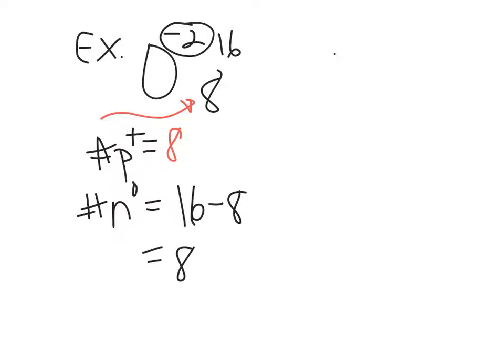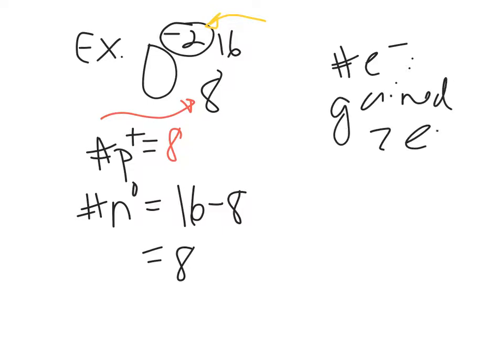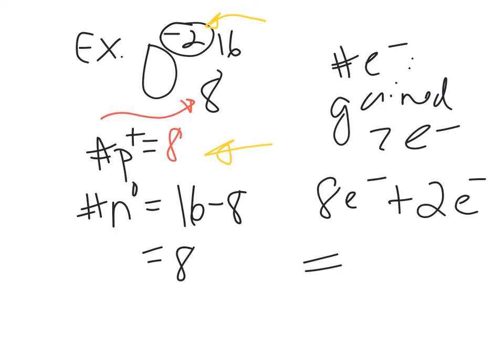Then if we want to look at the number of electrons, since this ion has a charge of -2, that means it's gained 2 electrons. So since it's gained 2 electrons, if it started out with 8 electrons, because that was the number of protons in the neutral atom, so it started with 8 electrons, it gained 2 more electrons. So oxygen with a charge of -2, the oxygen anion, has 10 electrons total.